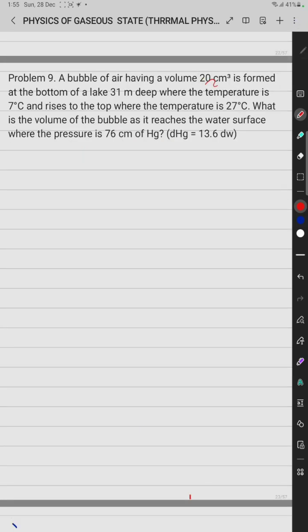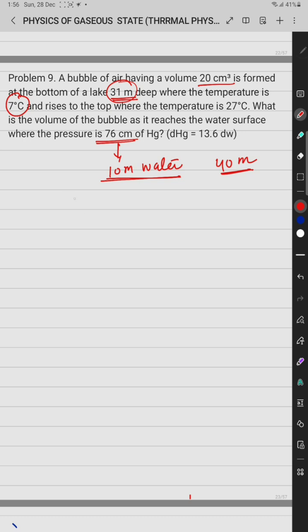A bubble of volume 20 is formed at the bottom of the lake which is 30 meter deep. Temperature is 7. When it rises, the volume will change, and the atmospheric pressure is 76, almost 76 centimeter, means almost 10 meter of water. So at the surface there is 10 meter of water, and at the bottom it is almost 40 meter. So we can say 40 meter water column pressure, because 10 plus 30 deep.